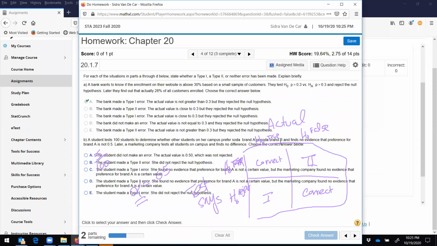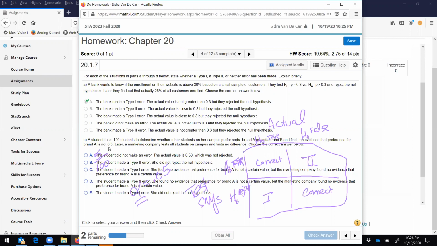All right, now, a student tests 100 students to determine whether other students on our campus prefer soda brand A or soda brand B and finds no evidence that preference for brand A is not 0.5. Later, a marketing company tests all students on campus and finds no difference. Okay, wait, so finds no evidence that preference for brand A is not 0.5. Wow, that's worded poorly.